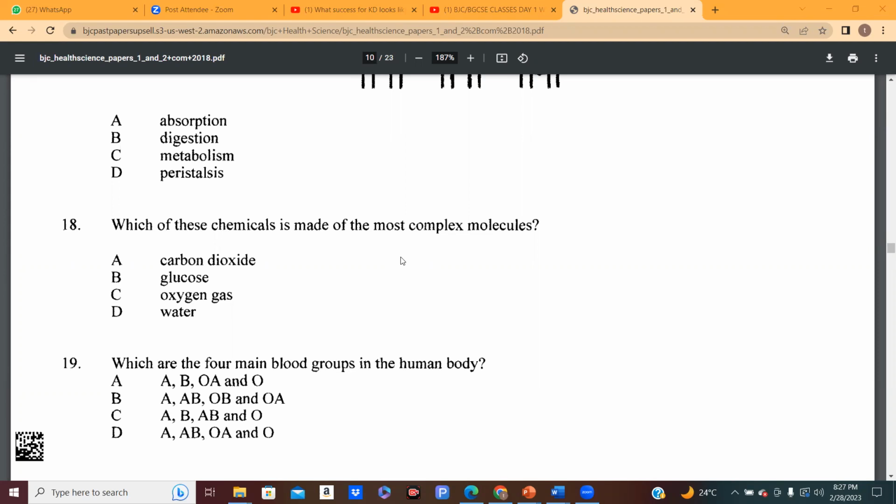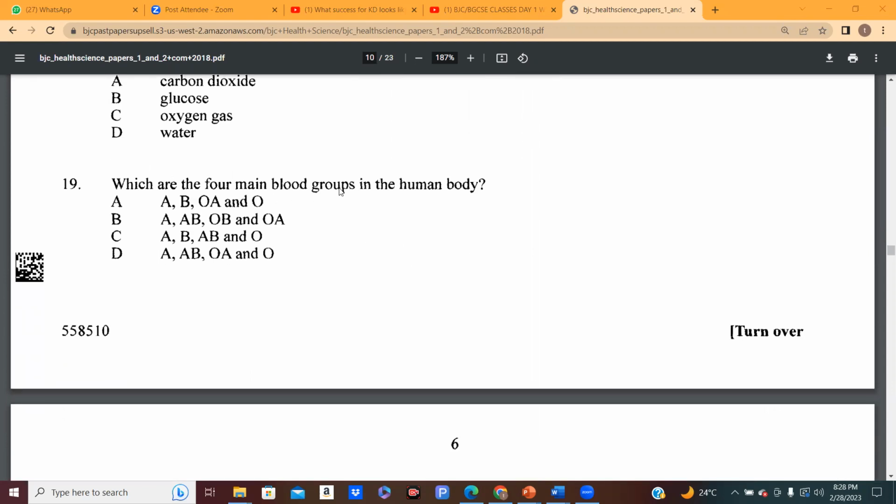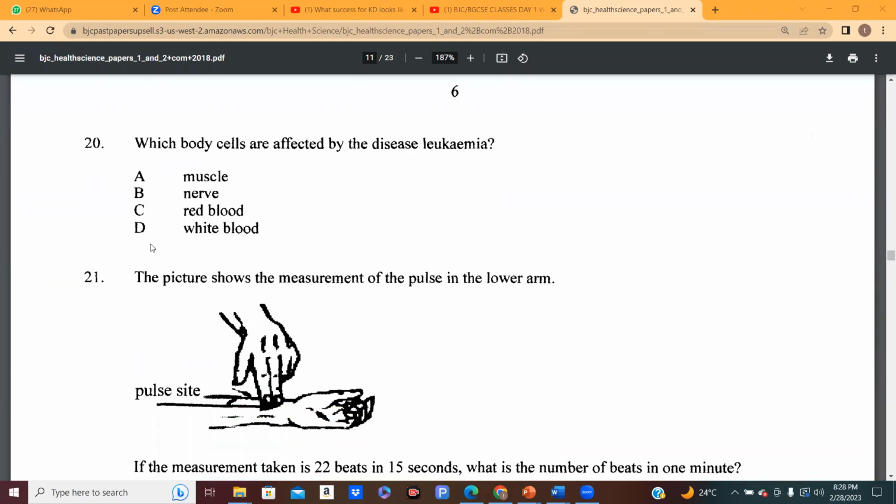Alexander, are you there? Yes, sir. All right, number 19. Which are the four main blood groups in the human body? Is it A, B, C, or D? C. A, B, AB, and O. Yes, that's correct. C.